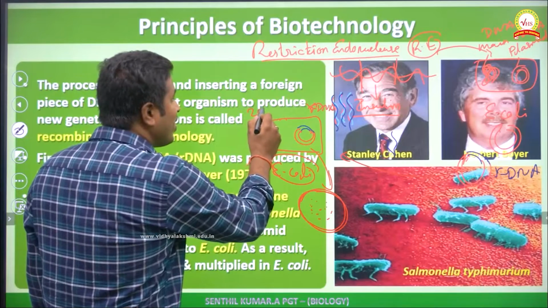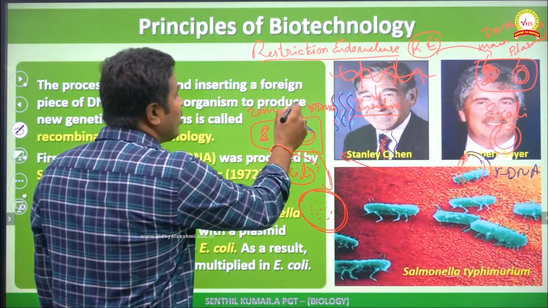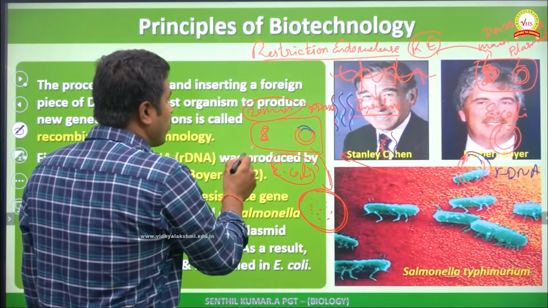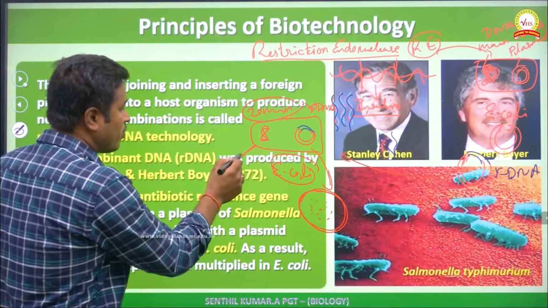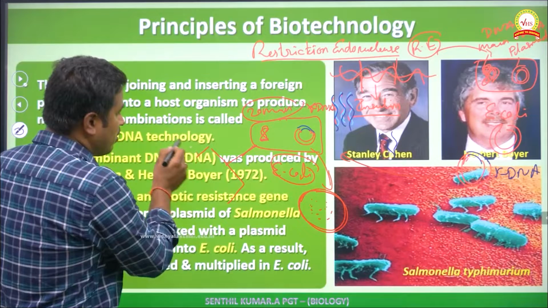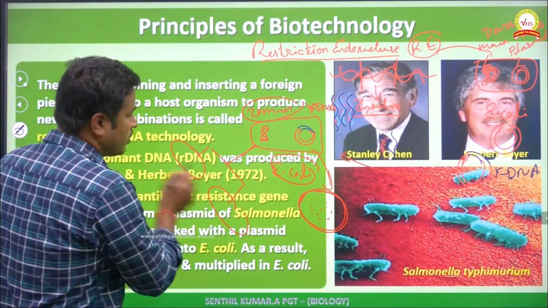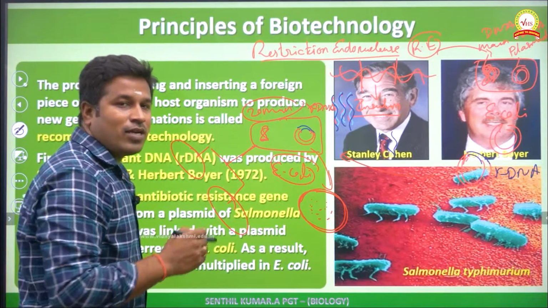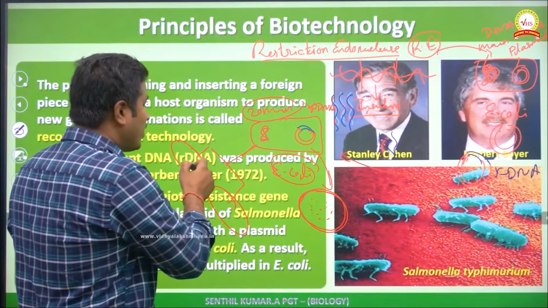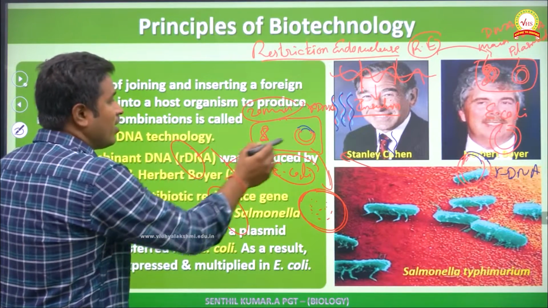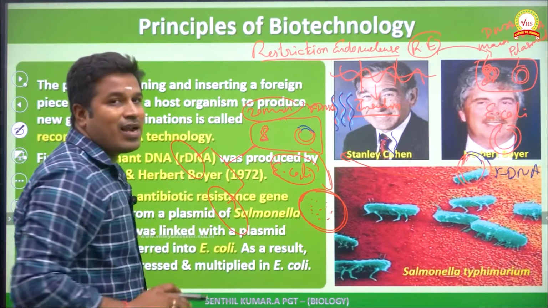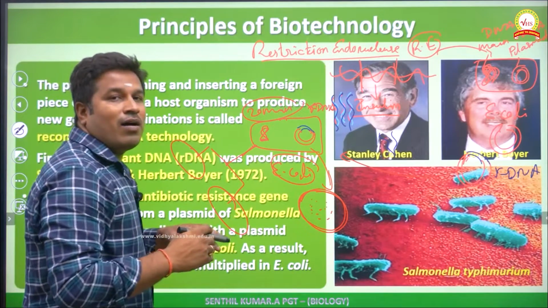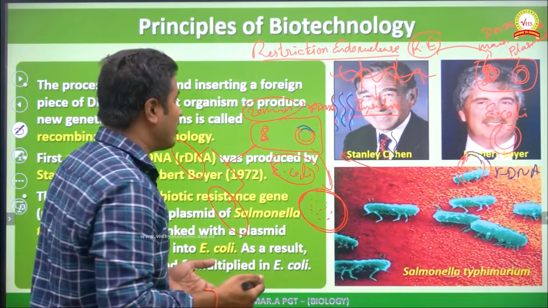It will take only 20 minutes to produce progeny, offspring. So that is the beauty. Along with the progeny, our gene of interest also replicates. So this is our ultimate aim, multiplying our gene of interest.